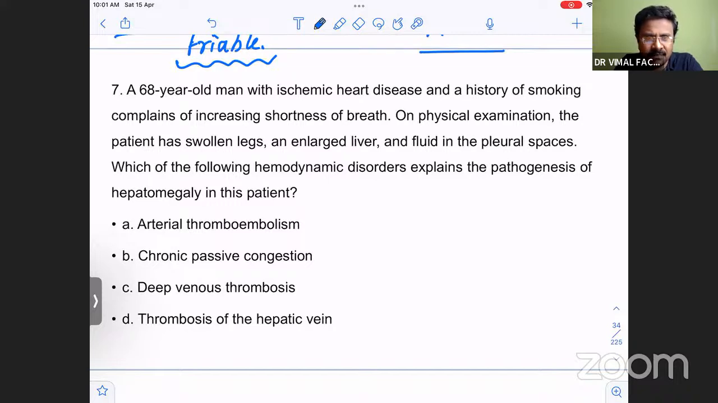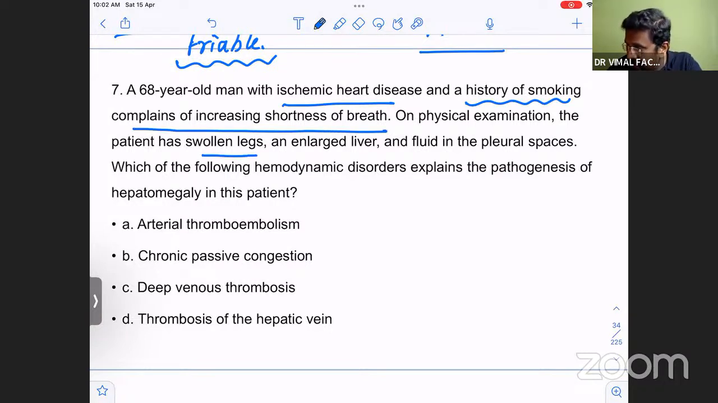Yes, what was your answer? The patient has ischemic heart disease and a history of smoking. From the smoking, there is shortness of breath. The patient has edema, hepatomegaly, and pleural effusion. So all this points towards, yes, you are right, all of you are right, a case of cor pulmonale.